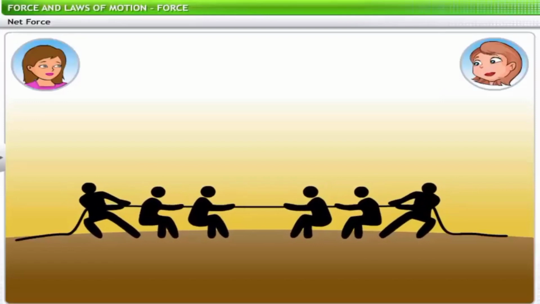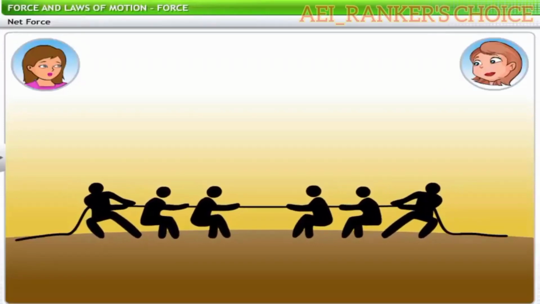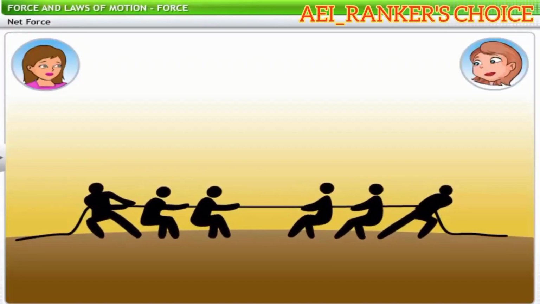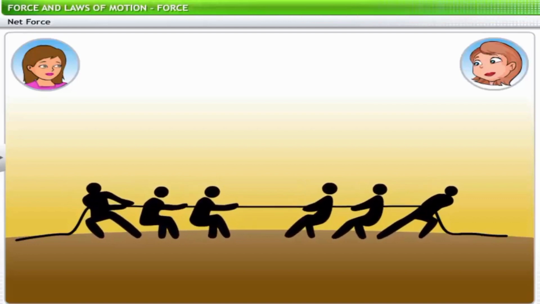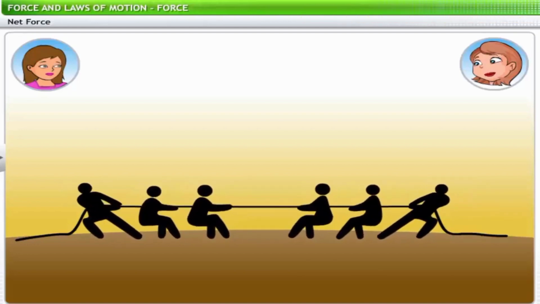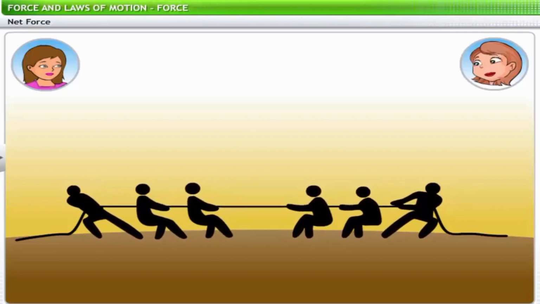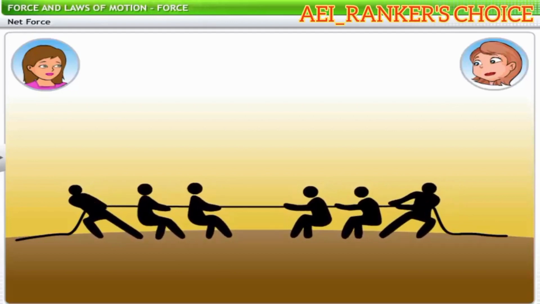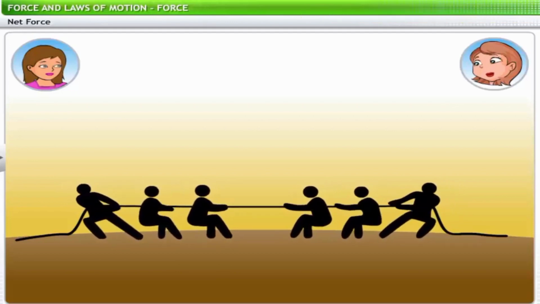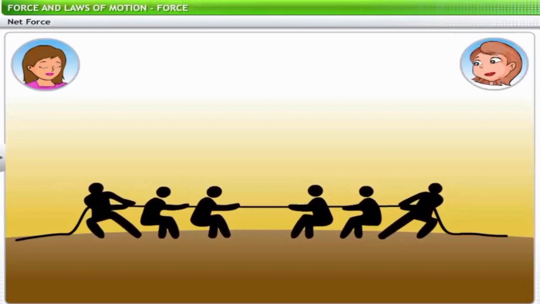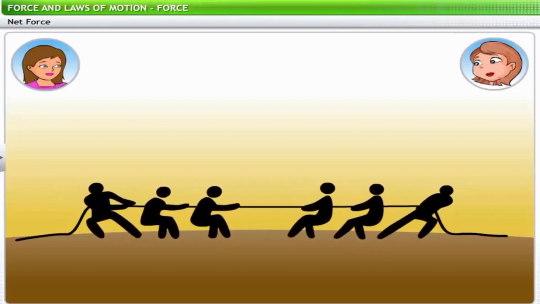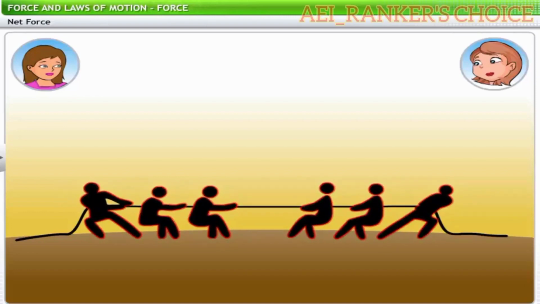Wow! They all seem to be applying a lot of force, but nothing is happening. How do you explain that? So far, you have seen effects of single forces in terms of pulling and pushing. But in real life, there are often multiple forces acting on a body simultaneously. For example, in this case, there are an equal number of people on both sides.